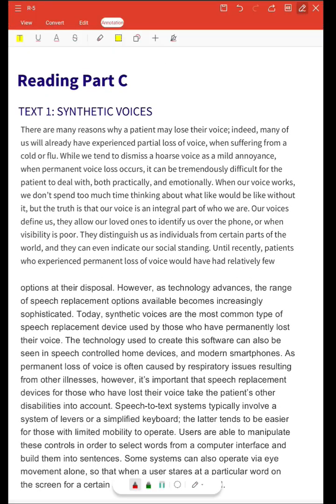As I can see, they have not discussed it till here, so it is given from there. When permanent voice loss occurs, it can be tremendously difficult for the patient to deal with, both practically and emotionally. Yes, they have talked about the difficulty. Emotionally, we are not ready to lose our voice ever, and practically, it is difficult because this is the only way to communicate with people.